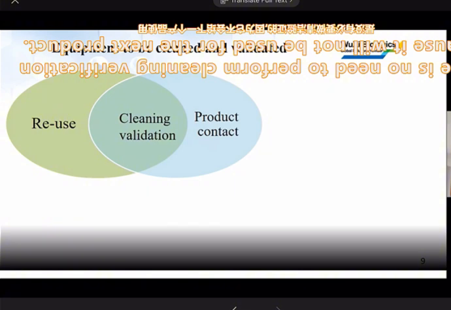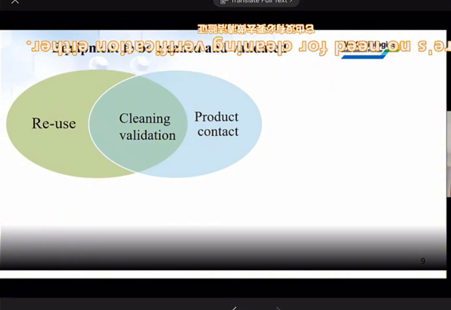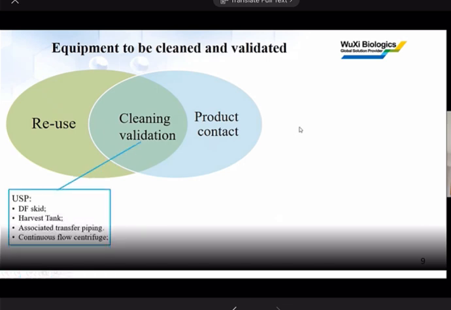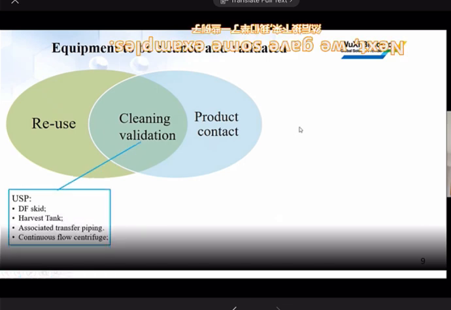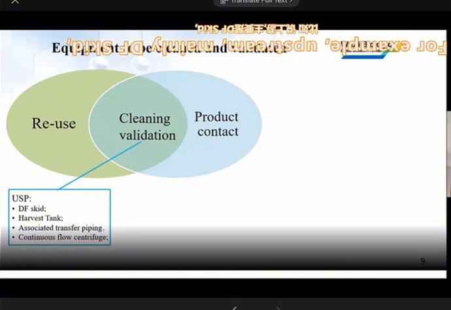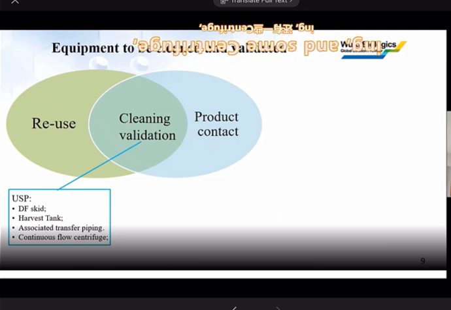So, which devices need to be cleaned and verified? Roughly, we can divide it into two parts. First, the device is reusable. Second, the equipment comes into direct contact with the product. For disposable products, we do not make disposable products, for example, discarding disposable items. There is no need to perform cleaning verification because it will not be used for the next product.